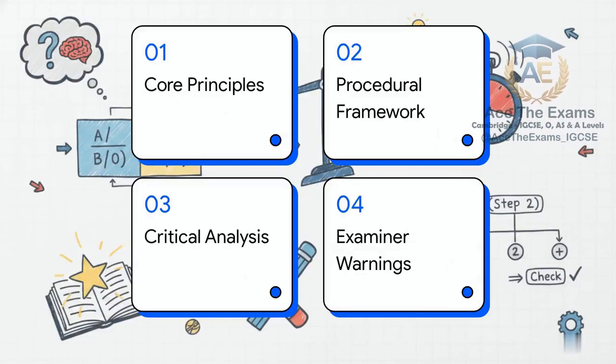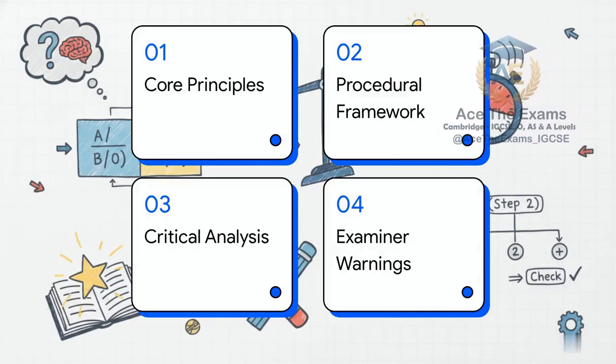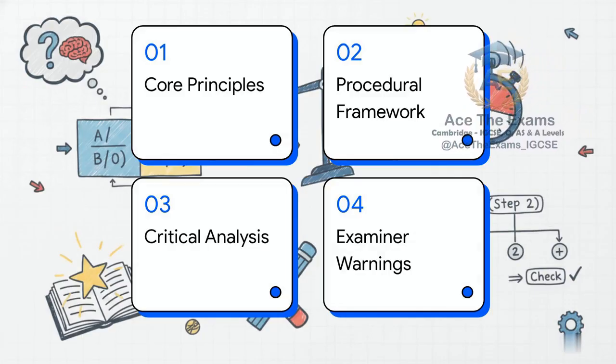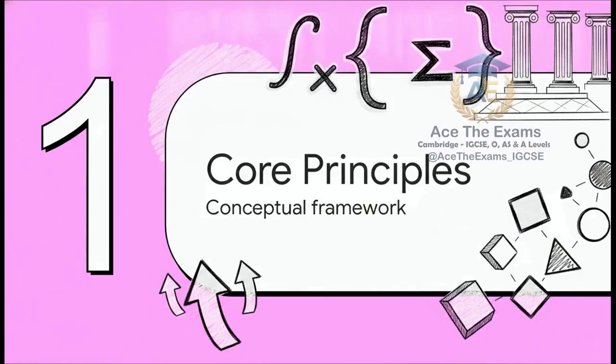Okay, let's dive right into our roadmap for today. We are breaking this down into 4 highly structured pillars: core principles, the procedural framework, critical analysis, and finally, the top 3 examiner warnings. Starting off with Section 1, Core Principles. This is all about establishing your conceptual framework before you even touch an equation.